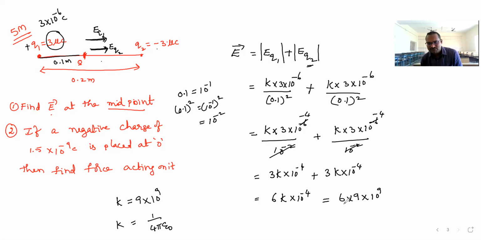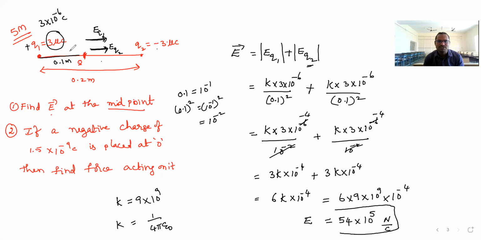Good. So 6 into 9 into 10 to the power of 9 into 10 to the power of minus 4. So the total value will become, 6 nines are 54, into 10 to the power of plus 9 minus 4, which is 5. This is the electric field. And what will be the unit? You need to write the unit also. What is the unit of electric field? Yes, the unit of electric field is Newton per Coulomb. So this is the net electric field at the midpoint of these two charges.